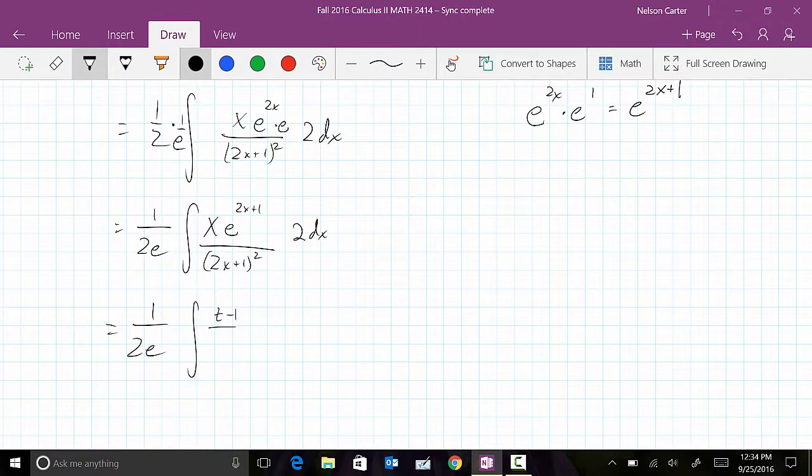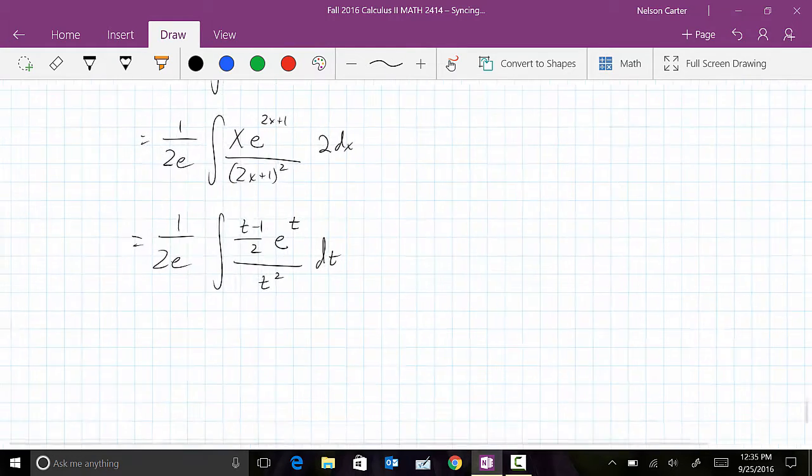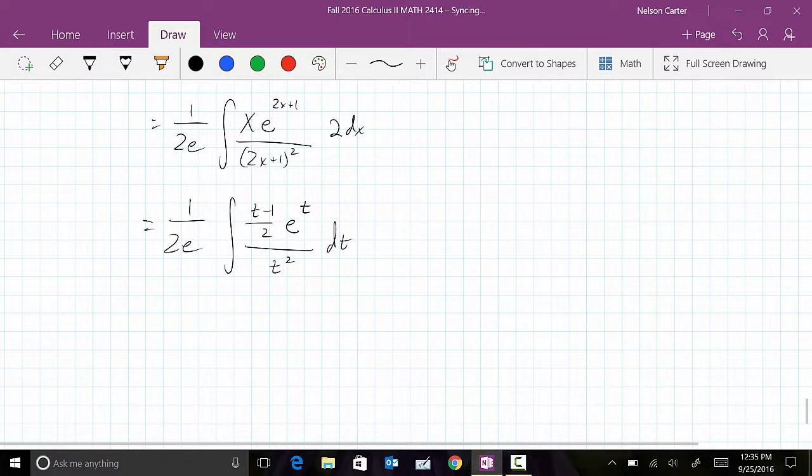T minus 1 all over 2, and then we have multiplied by e to the power t divided by t squared, and then dt. Alright, and so now let's clean some of this up. I'd rather not deal with all of this, so let's see how that's going to work.